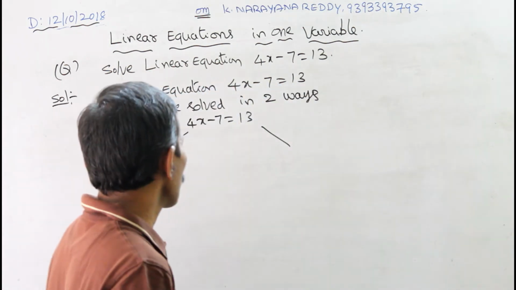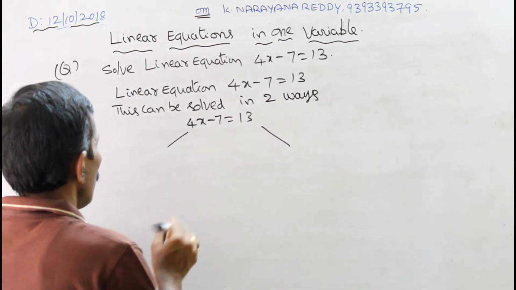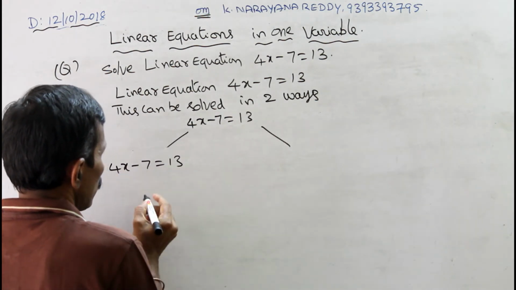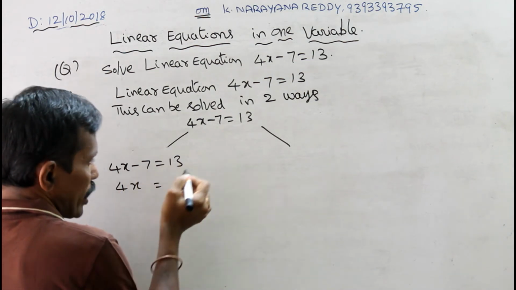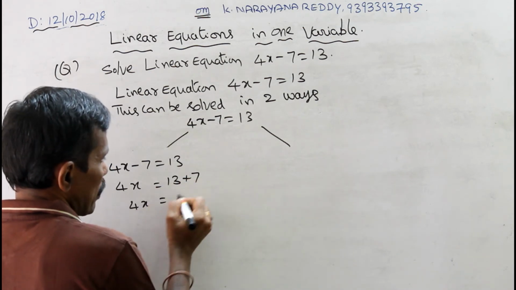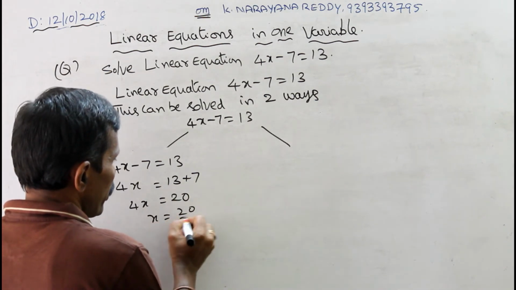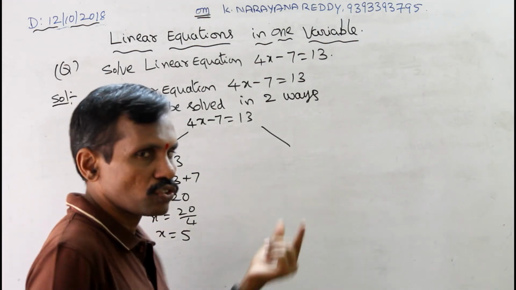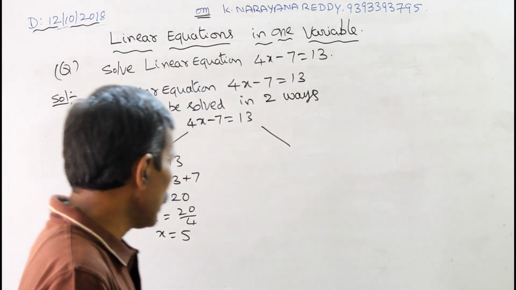How can it be solved? 4x minus 7 equals 13. This is one way. 4x minus 7 equals 13 means 4x equals, whenever minus 7 goes to the right side, it becomes plus. 4x equals 13 plus 7, 20. Okay? X equals 20 by 4, nothing but 5. That is the solution. X equals 5 is the solution for the linear equation 4x minus 7 equals 13. Okay? This is one way.